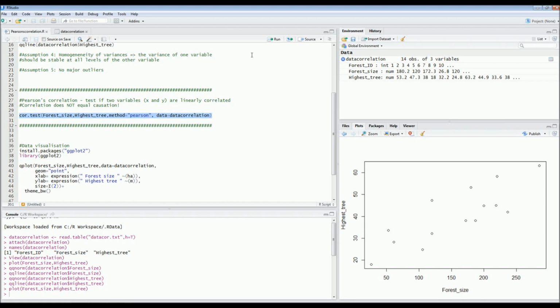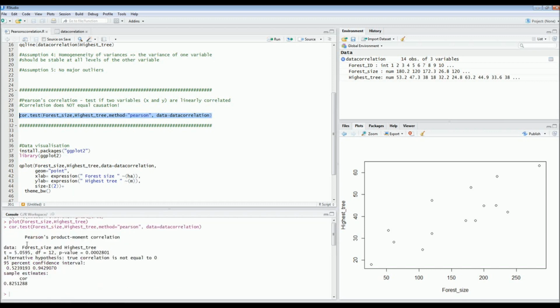So we run this test. This is our output. If you're writing a paper, what you certainly want to report in the results section is the degrees of freedom, which is 12 in our case, because it's 14 data points minus 2, that's 12. Then the p-value is much smaller than 0.05, which means in our case that there is a significant correlation between forest size and the highest tree. And this is the Pearson correlation coefficient, R, so that's 0.8. You also want to report this Pearson correlation coefficient in a paper, it's very important.